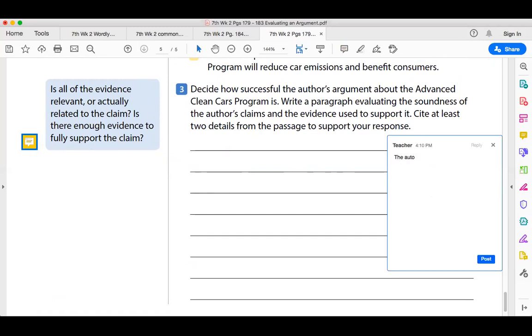The author argues that the Advanced Clean Car program is a tremendous victory for California.